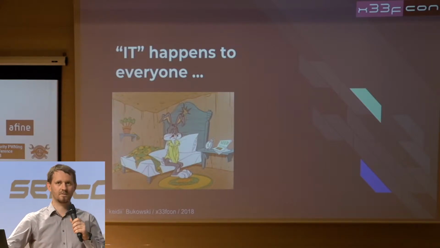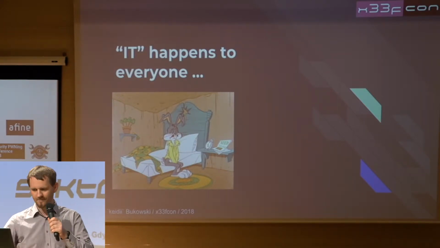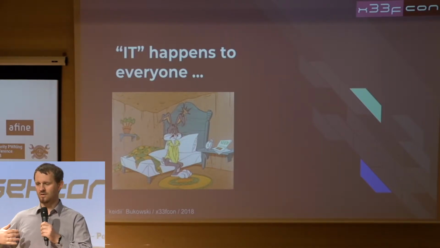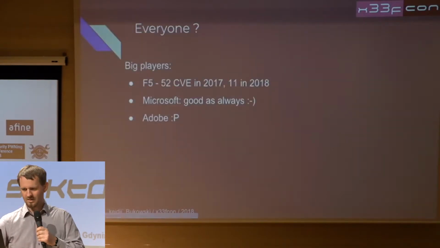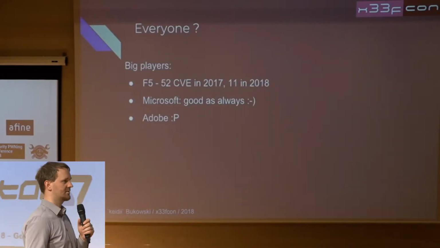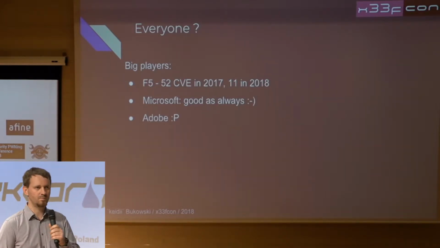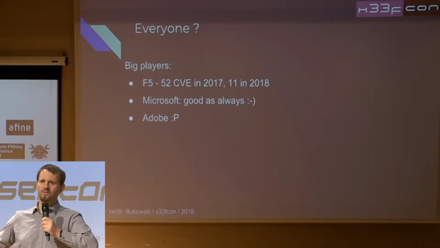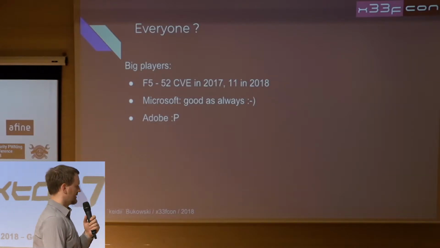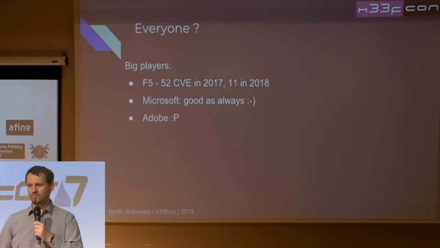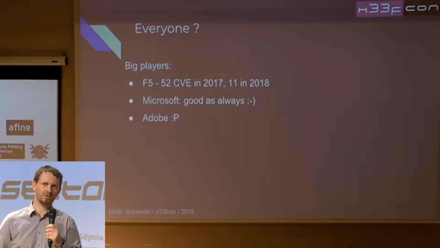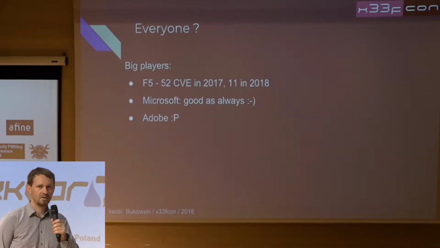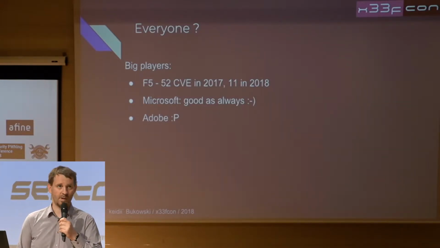Okay. So first of all, it happens to everybody. When a human is creating a piece of code, you will create bugs, because this is the byproduct of being a human. Big examples, F5. If you have enterprise-grade servers, you need to route your HTTP traffic, and probably you are using F5. 52 CVE in the last year, 11 this year, so they have bugs.